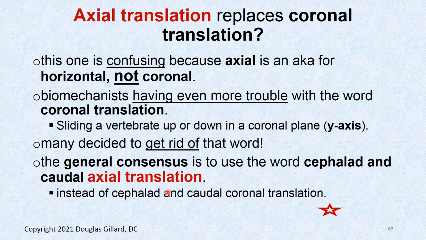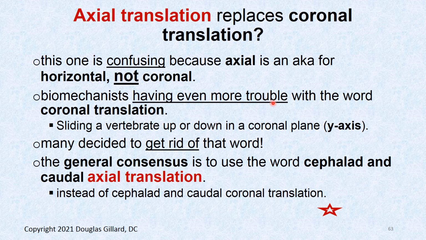All right, axial translation replaces coronal translation. This is the one I have trouble with, and this is confusing because axial is an AKA for horizontal, not coronal. But nevertheless, it's replaced it. Just think again, axial is the y-axis, and translation is sliding up and down the y-axis. That's all that means. Y-axis, sliding. Sliding up, sliding down. So you can still have cephalad axial translation. You could have caudal axial translation.